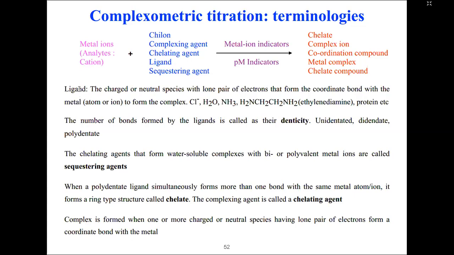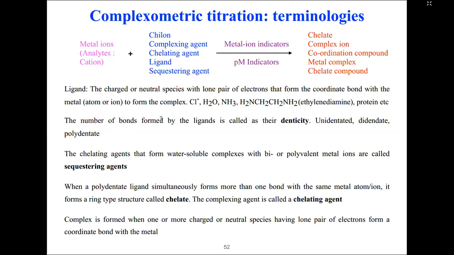You have a ligand, which is a charged or neutral species with a lone pair of electrons that forms a coordinate bond with the metal or metal ion. So you have a metal or metal ion, which we call analyte, that forms a coordinate bond with a ligand that contains a lone pair of electrons or negative charge to form this chelate. Okay, so these are some examples of the ligand.